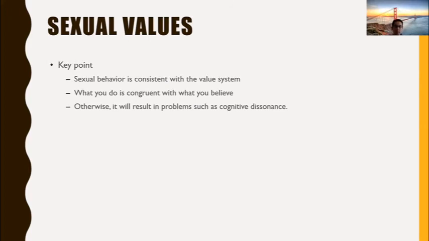People are free to have different kinds of sexual values, but the key point here from the authors of the textbook is that it is better to align sexual behavior with the value system. If you have certain values, it is better that your sexual behavior is consistent with those values. What you do is congruent with what you believe. Make sure that what you do is aligned with what you believe.